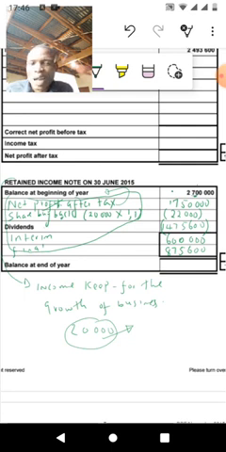Guys, I wanted to do the retained income note and the ordinary share capital note, but I'm tired of talking, and I believe we have learned a lot from this note. So I will just leave it here. We will see each other next time.